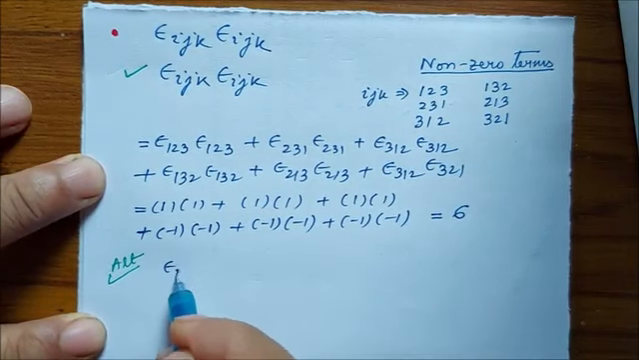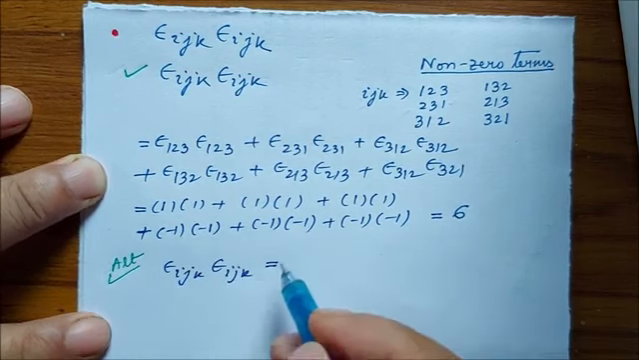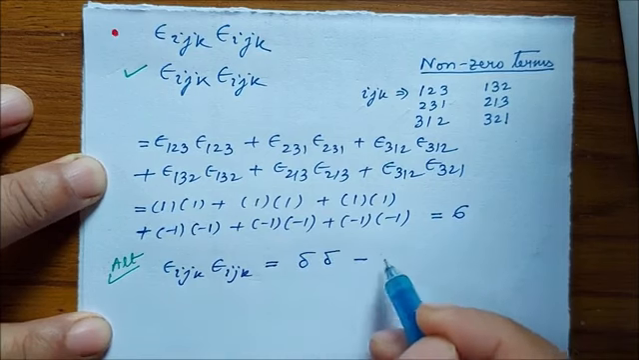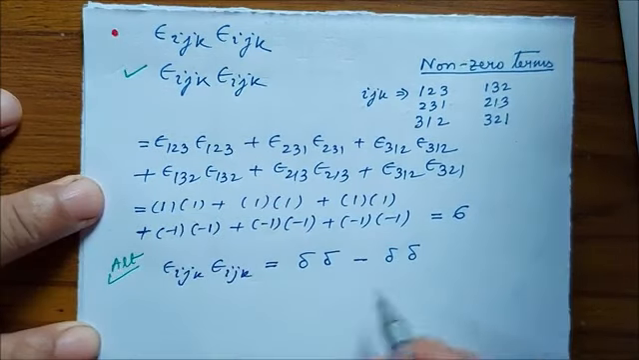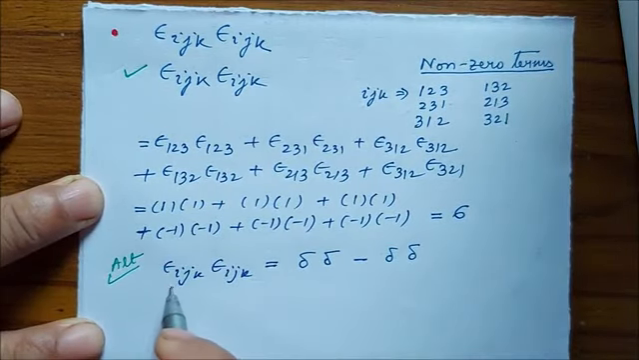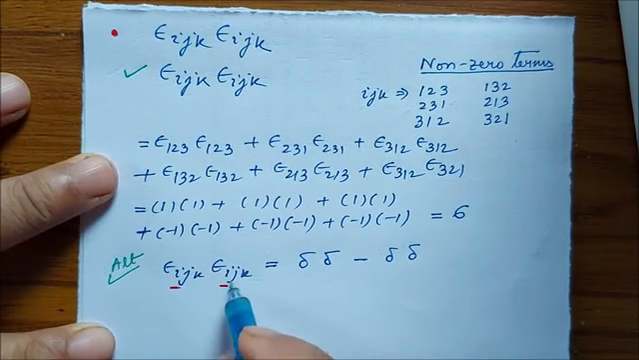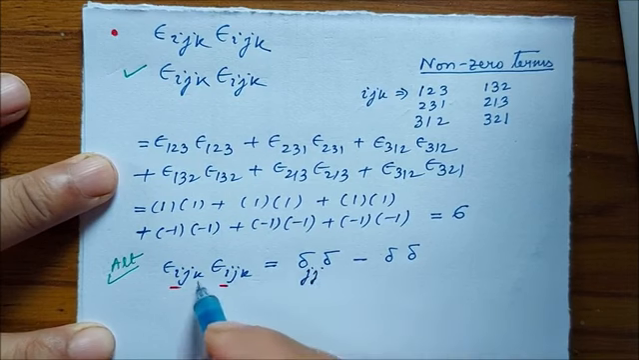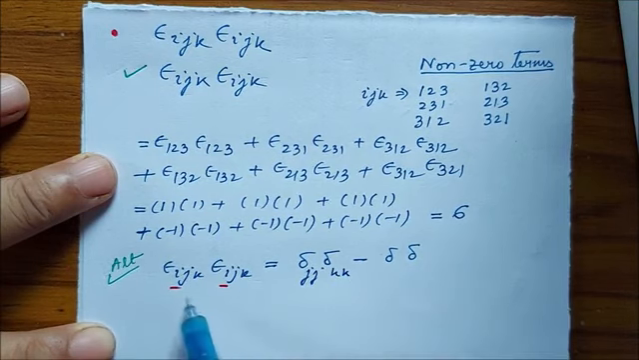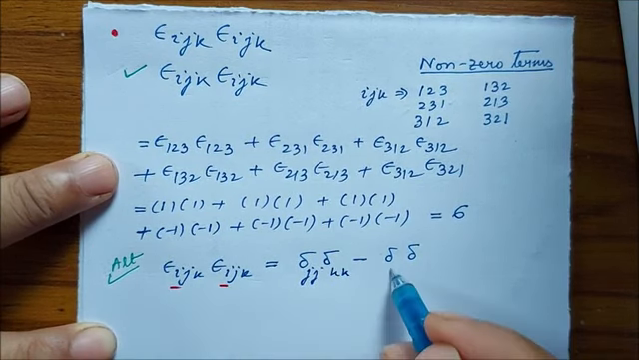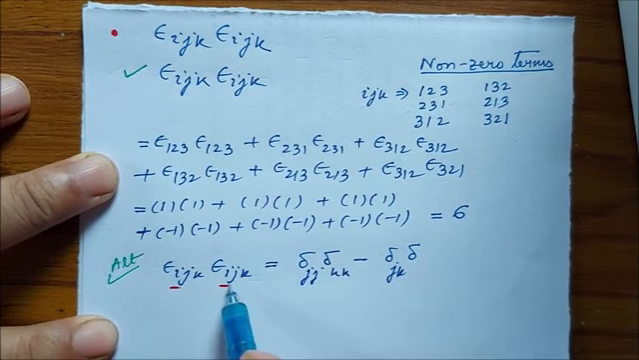Alternately, epsilon ijk into epsilon ijk can be dissolved into difference between two sets of Kronecker deltas, and we note that here we have I, here also we have I, so we can write j, then kk, and associate the indices j k with this Kronecker delta, and with this one we will have kj.